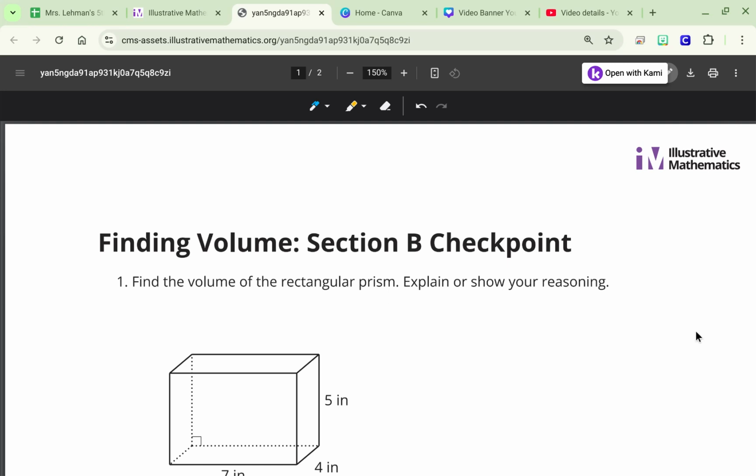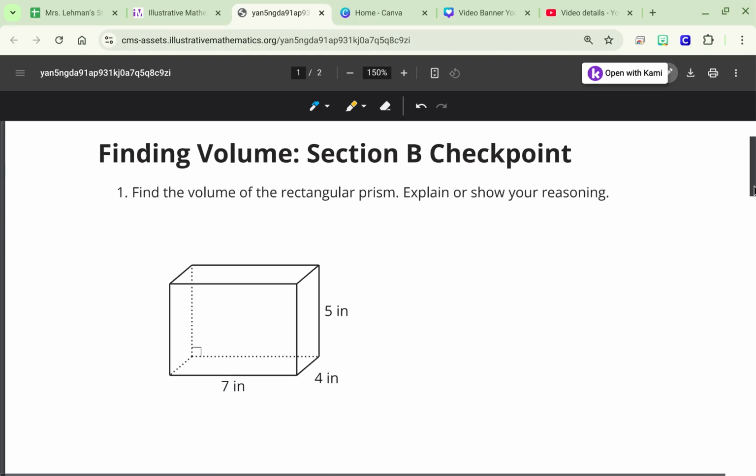Good morning, mathematicians. We are looking at our Section B checkpoint for Unit 1. We are thinking about volume. Now, in our Section B, we're not going to be counting the cubes. We're going to be looking at our prisms and using the side lengths that are labeled in order to answer our questions. Now, let's get started with number 1.